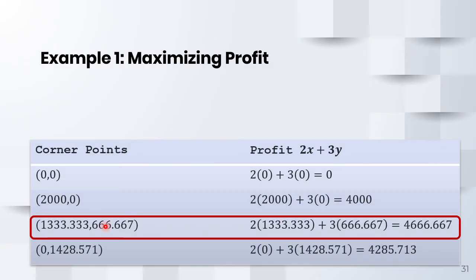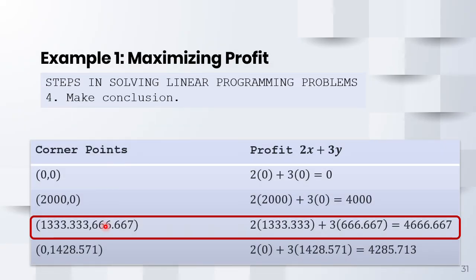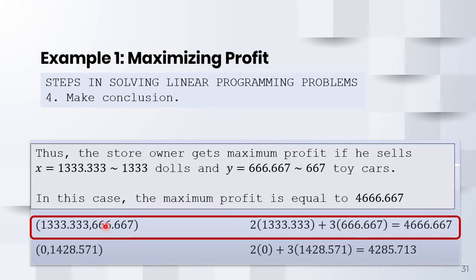So to solve this problem, we make a conclusion. Thus, the store owner, in order to get maximum profit, must have 1,333 dolls and 667 toy cars.